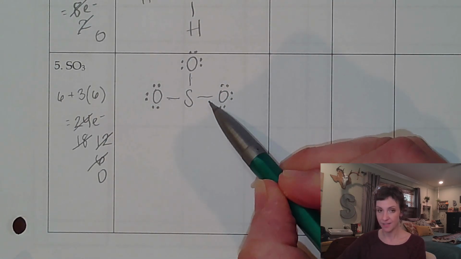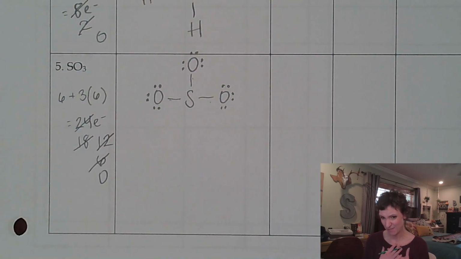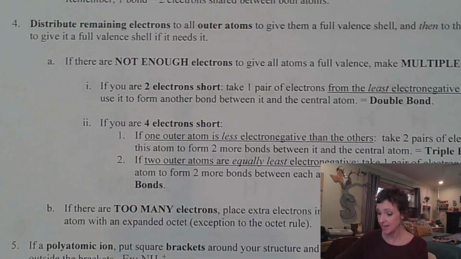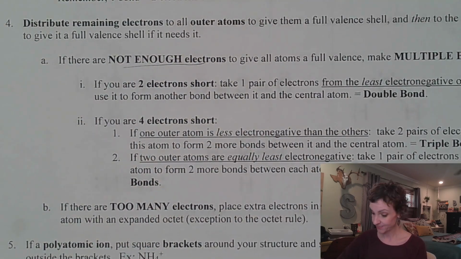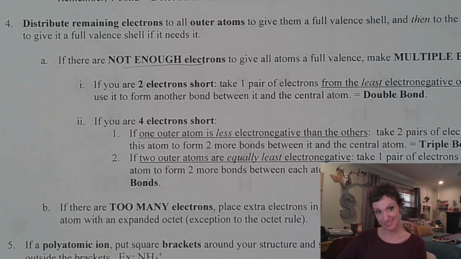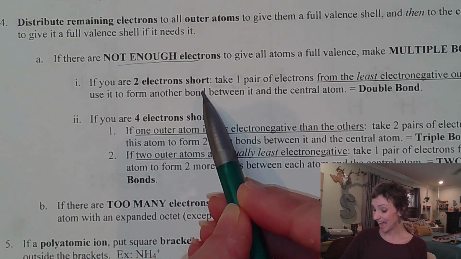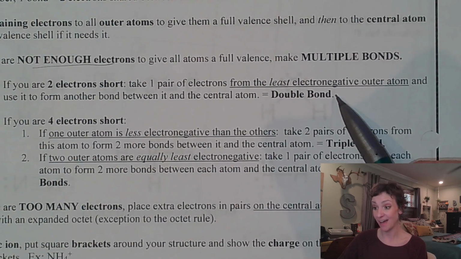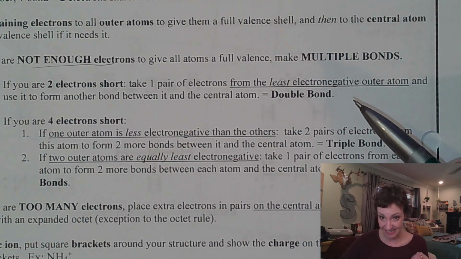Uh-oh. He has got 3 bonds, which means he only has 6 valence electrons. I run out of electrons, which means we get to go to this giant section in our notes if there are not enough electrons. I get to make multiple bonds, double bonds, triple bonds, whatever. So it says if I'm 2 electrons short, I get to take a pair of electrons from the least electronegative outer atom, and then I'm going to use it to form another bond between it and that central atom.